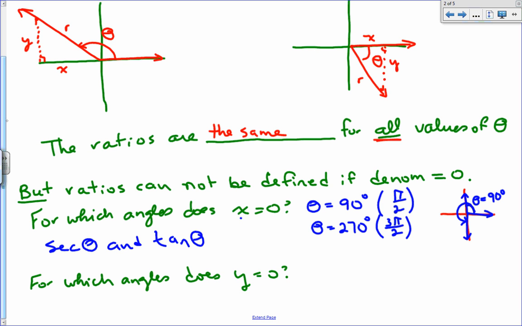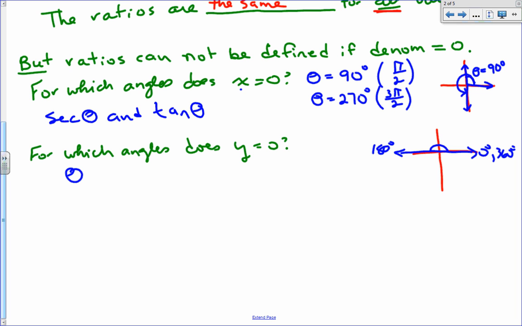Likewise, let's look at when y is equal to 0. Y is equal to 0 when our angle is 0 degrees or 360 degrees, or when we go halfway across and we're at 180 degrees. Okay, so that would be the angles are theta equals 0 degrees or 180 degrees, which is pi radians, or 360 degrees, 2 pi radians.